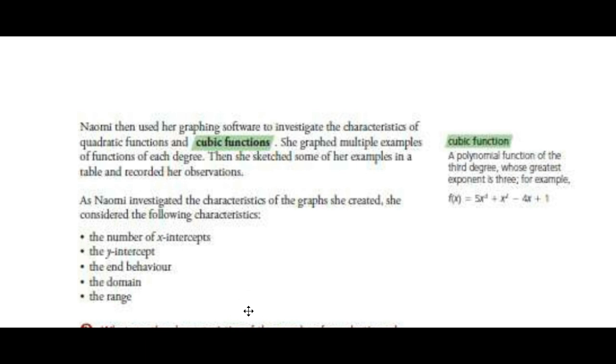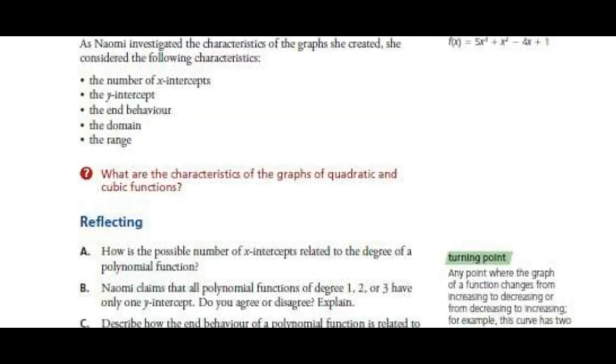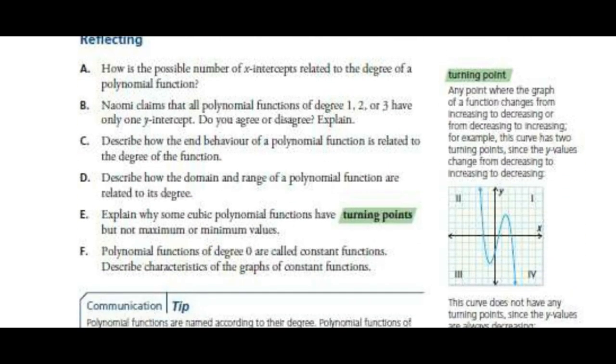So we played with quadratics and cubics now. How is the possible number of x-intercepts related to the degree? So we said it was equal to, right? You could have as many x-intercepts as the degree. Now it claims that all polynomial functions of degree 1, 2, or 3 have only one y-intercept. Is that true? Yeah, they all have one y-intercept, right? Look at your notes. Y-intercept 1, y-intercept 1, y-intercept 1. And what is it? It's the value of the constant.